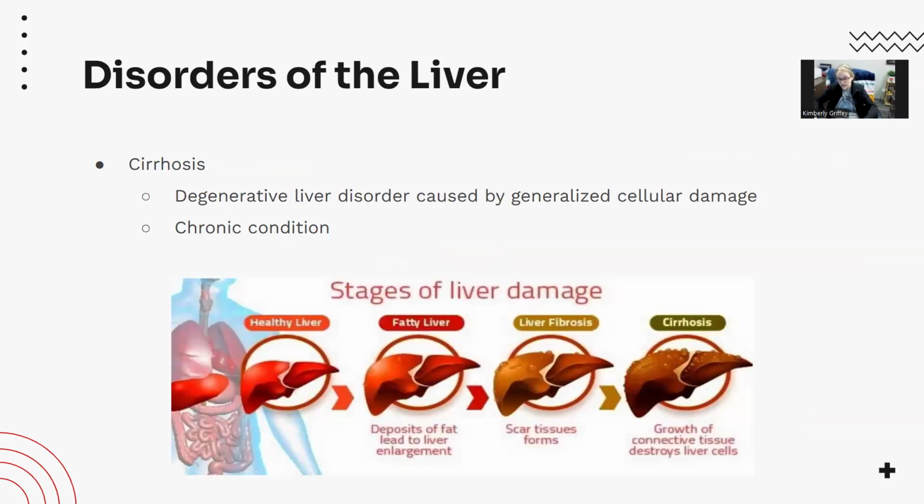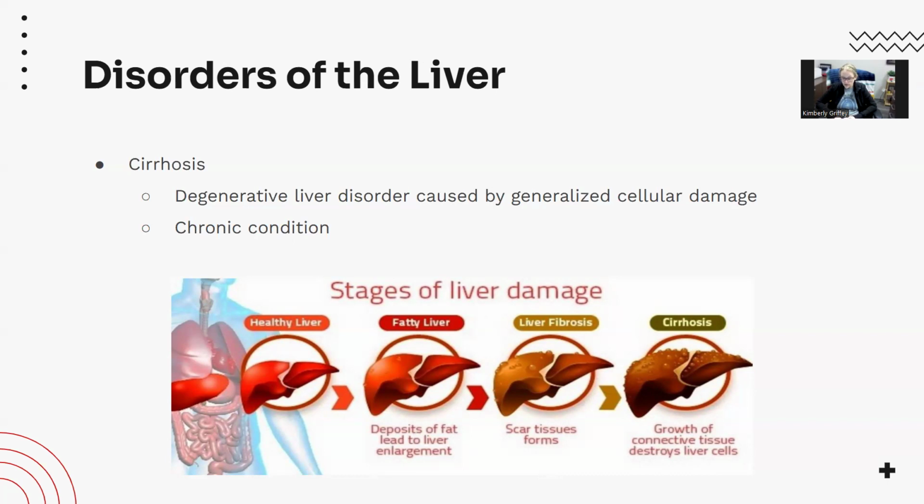and then the main disorder, or one of the big ones, is cirrhosis. So cirrhosis is a chronic condition. Once you start to develop cirrhosis, you don't really ever get rid of it. You can treat it and keep it in control, but there's not really a cure for it.